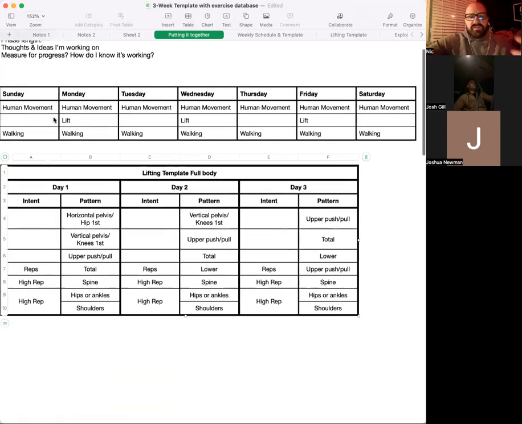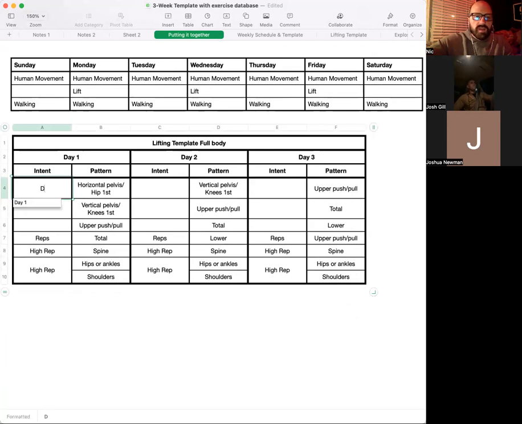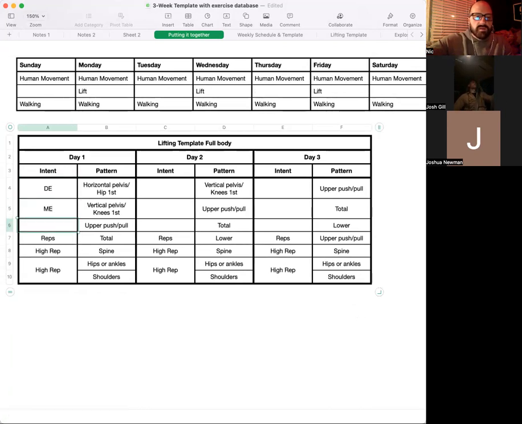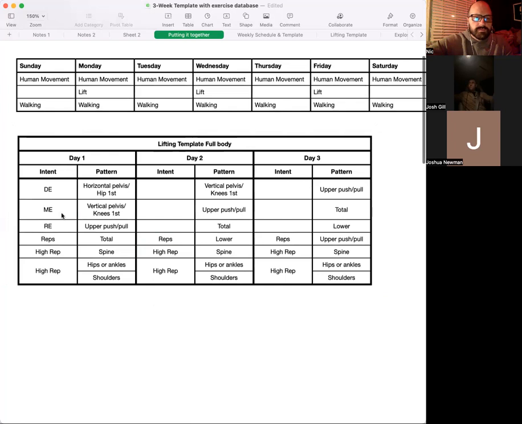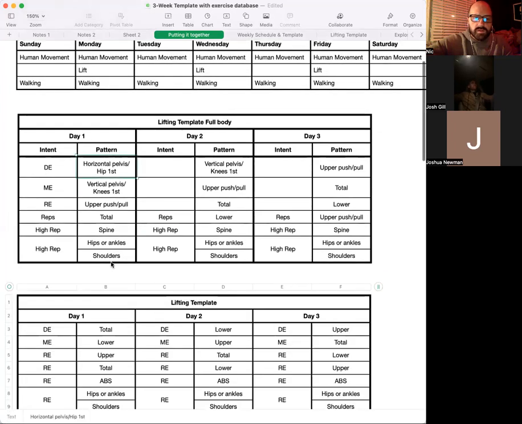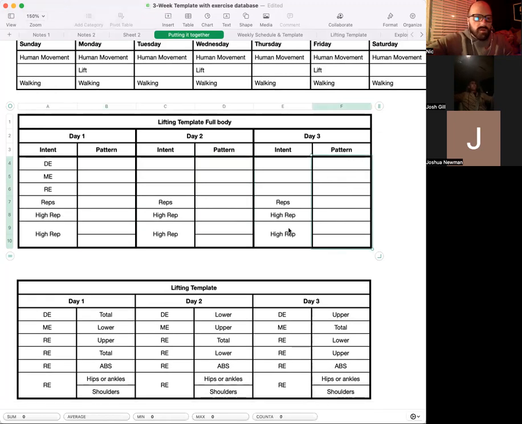So now I want to start filling in what are the lifts I want to do for this phase. We'll stick to dynamic effort, max effort, and repetition effort here, and we'll still use the same template from the other page. So you guys can see how I start putting this together. Once you have templates like this, you're set for life. It's just a matter of plug and play, right?